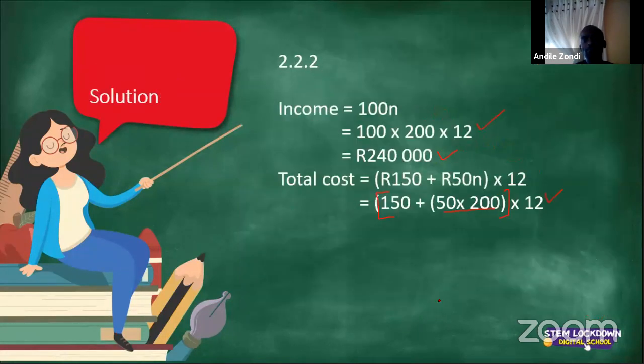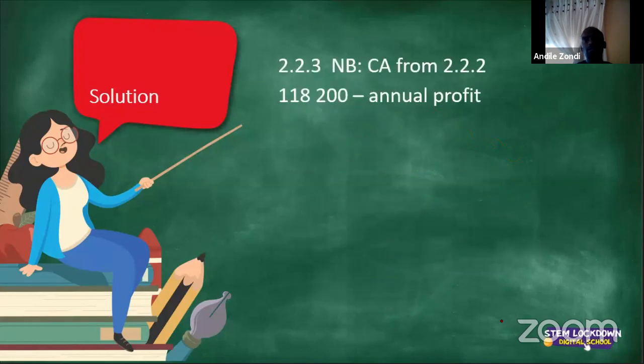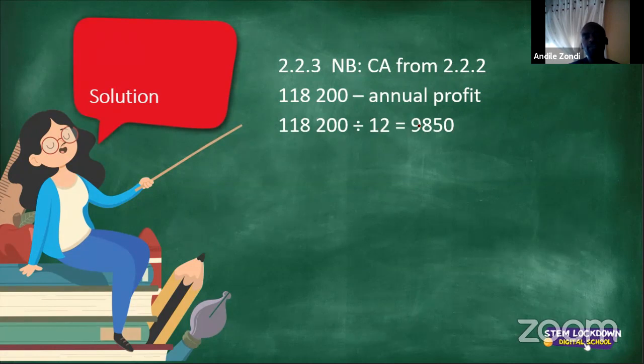Step number 1, you need to calculate, obviously using the answer from 2.2.2. This is the value that we're using. This is the annual profit. Okay, to make my life easy, let me determine how much money they made on average per month. Obviously, there are 12 months in a year. I will say 118,200 divided by 12. So 118,200 divided by 12 will give me 9,850.